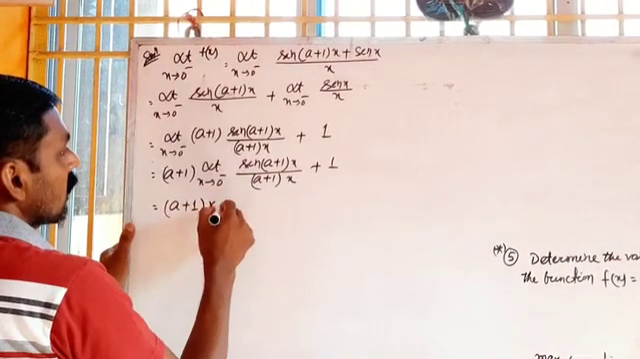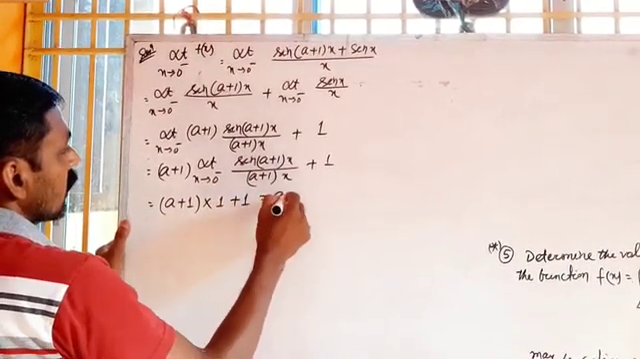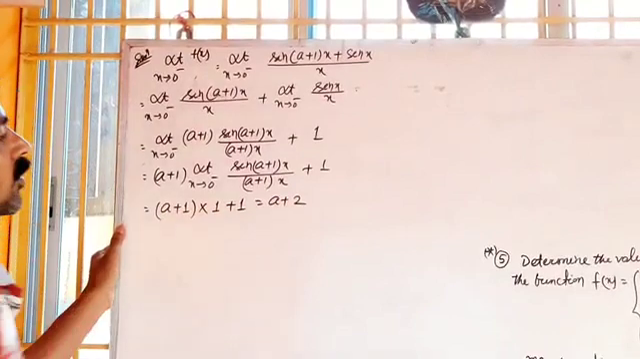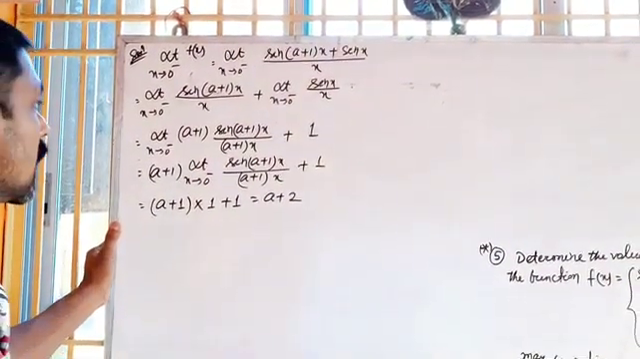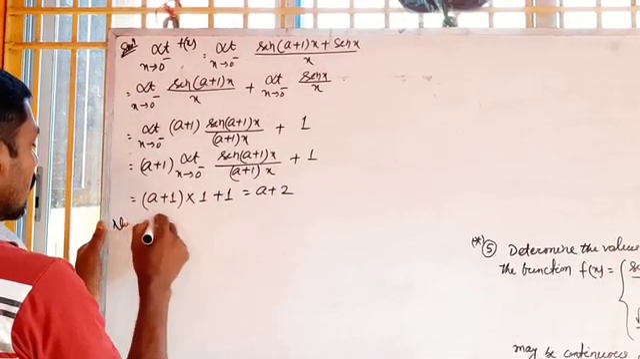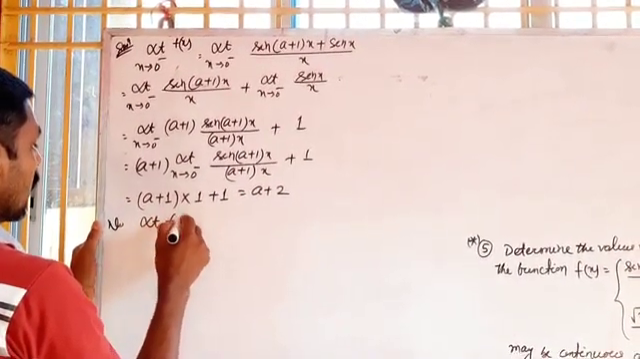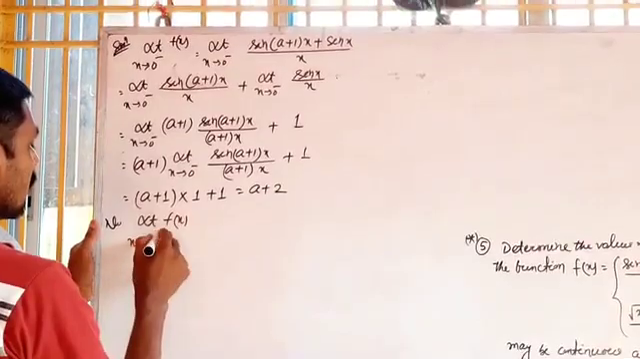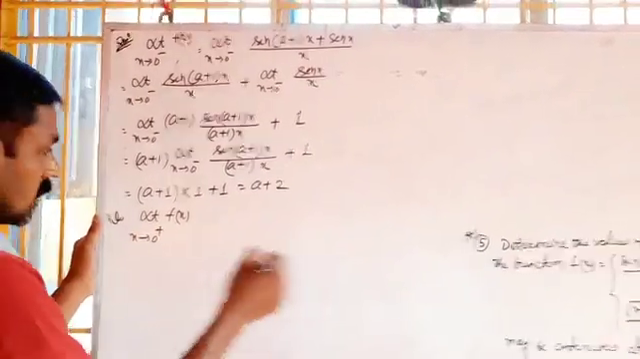This value is 1 plus 1 and this is a plus 1 plus 1. This is a plus 2. This is the left hand limit. Now the right hand limit, limit of f of x as x tends to 0 plus.